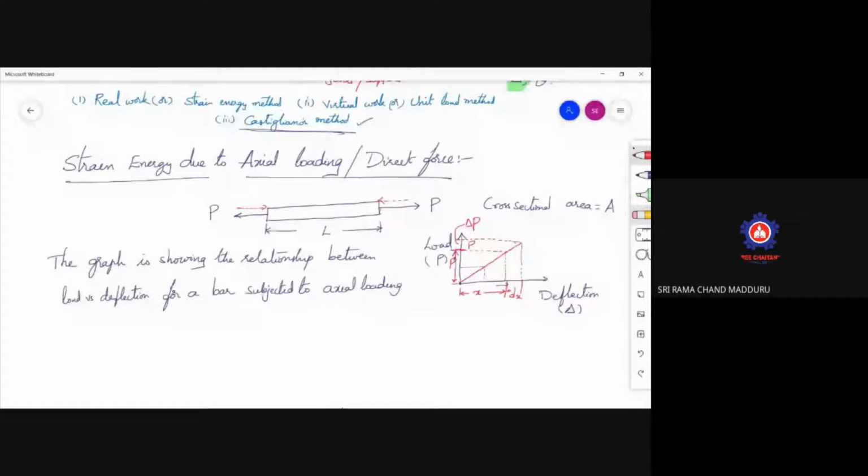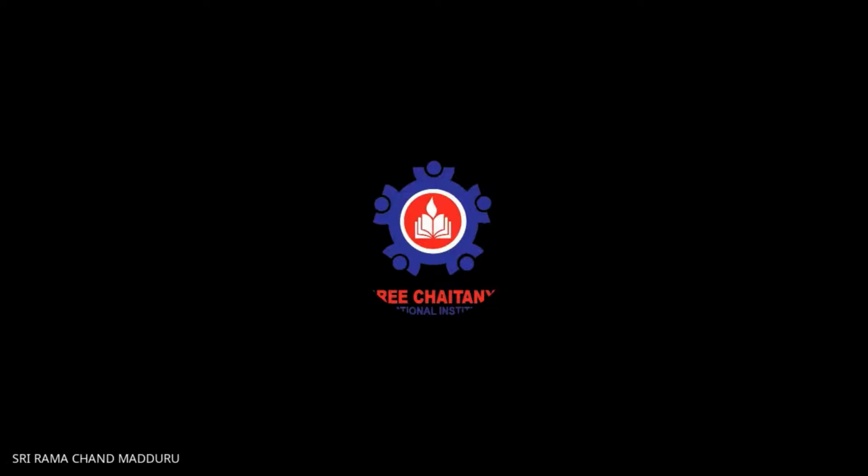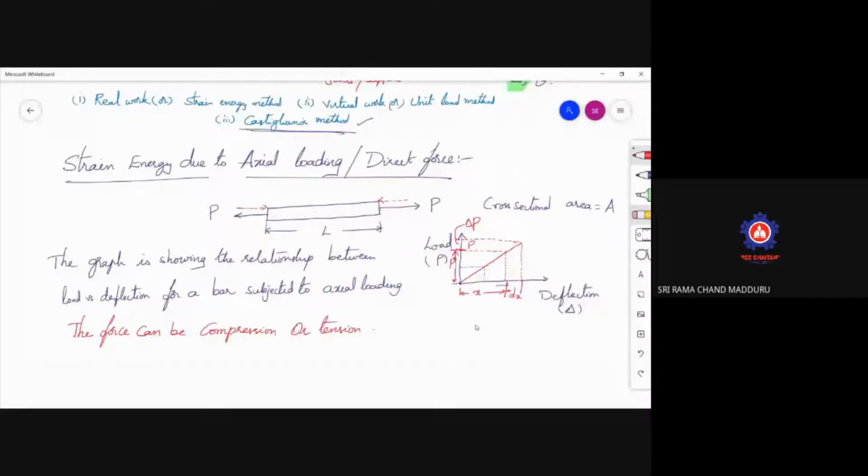So the force can be compression or tension.